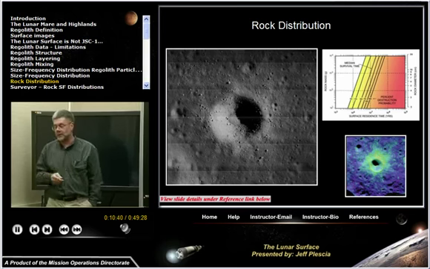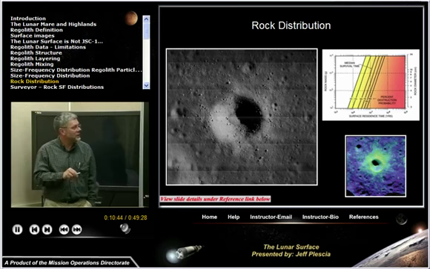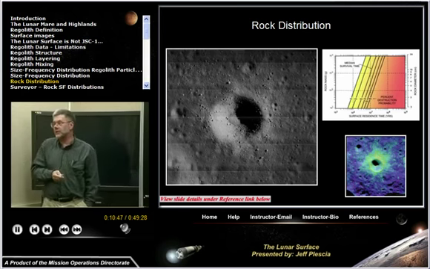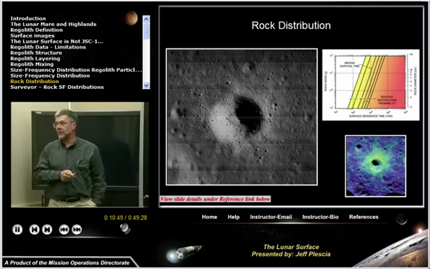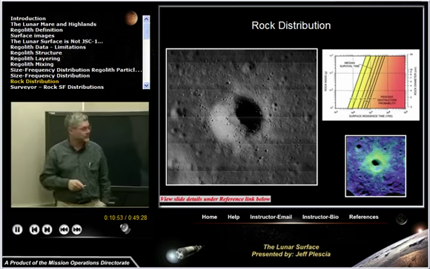So the mare, for example, are 3.5, 3.6, 3.4 billion years old. The rocks that are exposed here are much younger. They're on the order of tens of millions or hundreds of millions of years old. After that time, they go away.